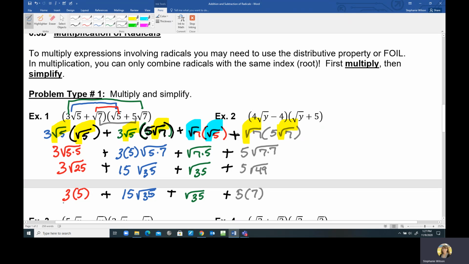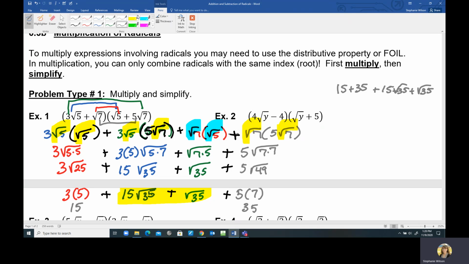So now I'm going to finish. 3 times 5 is 15. And I know that I have 5 times 7, and it's 35. These two are my like terms. So I'm going to come over here and rewrite 5 plus 35. And then if you look at the middle terms here, they both have a square root of 35. So they are like terms. So we can combine those as well. So that's going to be plus 15 plus square root of 35 plus square root of 35.